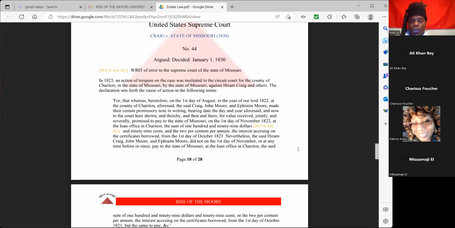So in 1823, an action of trespass on the case was instituted in the circuit court for the county of Chariton in the state of Missouri by the state of Missouri against Hiram Craig and others. The declaration set forth the cause of action in the following terms.